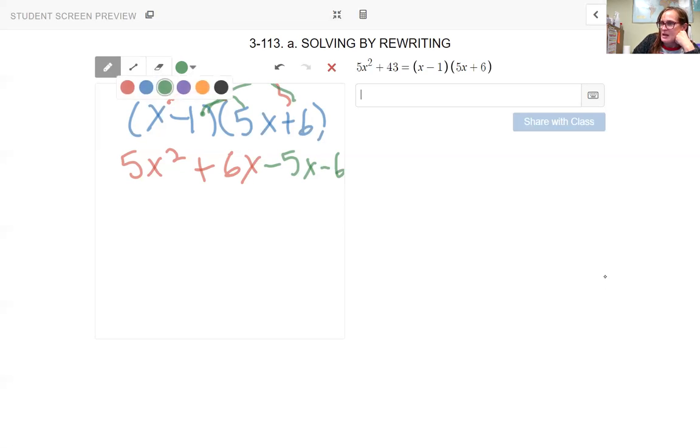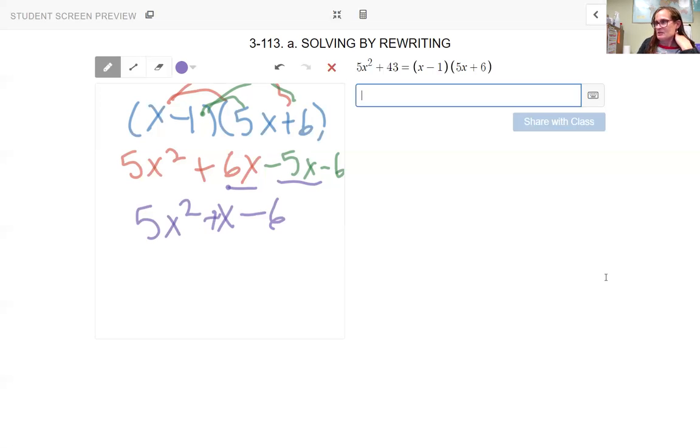Now we need to combine like terms. So we've got 5x squared plus 6x minus 5x minus 6. We can combine the 6x and then -5x. 6x take away 5x is 1x. And then we have left 5x squared and a minus 6. Okay, so that's what goes on this side of the equal sign. Oh yeah, I can't highlight with my pen. Or with the mouse. Okay, so that's what goes on this side.